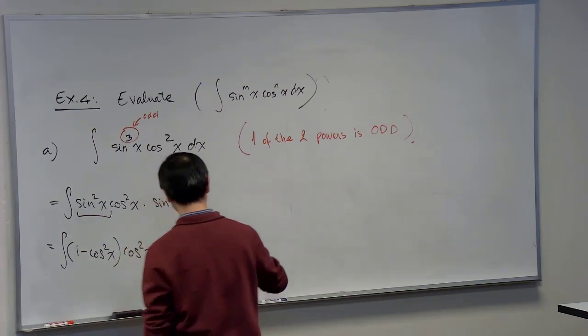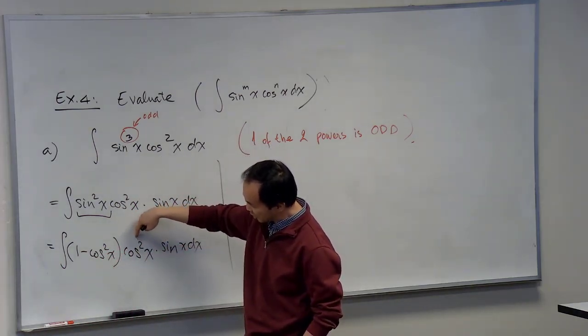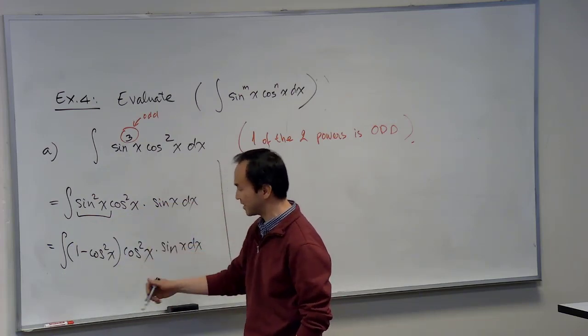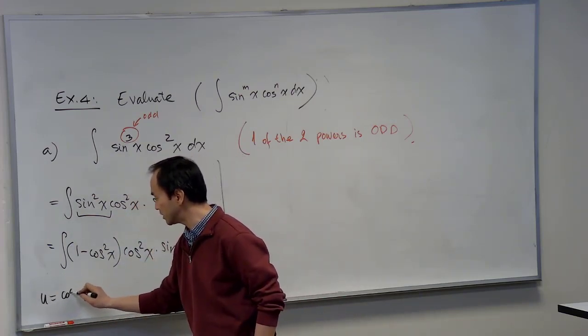Okay. I hope you see the generality of how we handle these problems. Now, you have your choice to distribute that cosine squared into each term, but we can do that later. So now think about a u substitution again. I'm going to let u equal cosine of x.